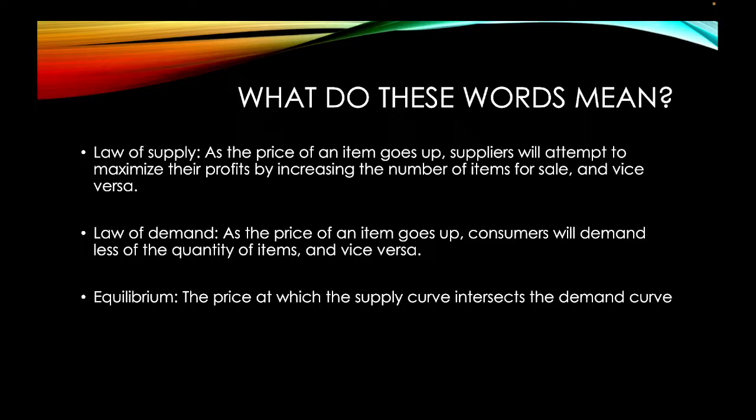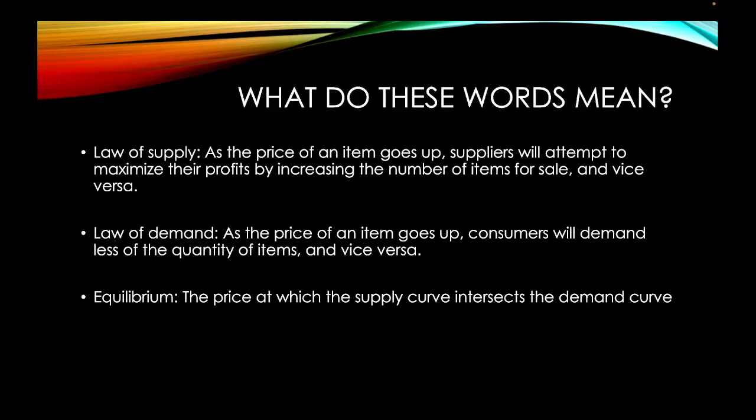The law of supply is: as the price of an item goes up, suppliers will attempt to maximize their profits by increasing the number of items for sale, and vice versa, meaning as the price of an item goes down, suppliers will attempt to maximize their profits by decreasing the number of items for sale.